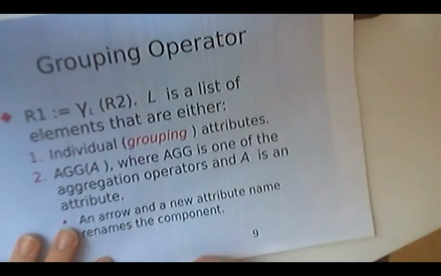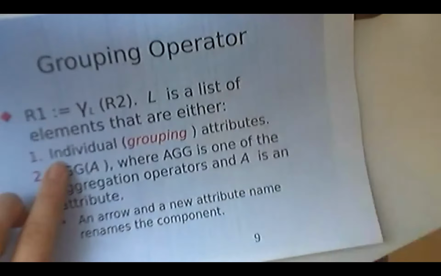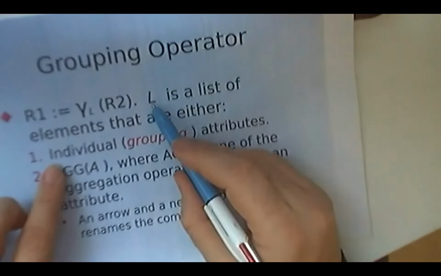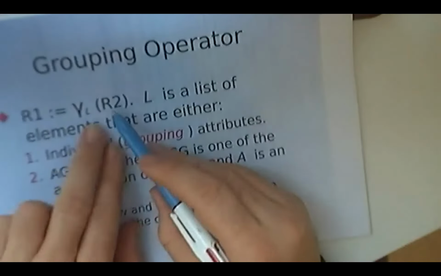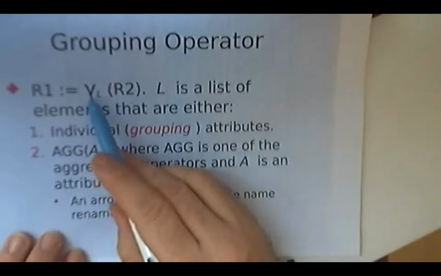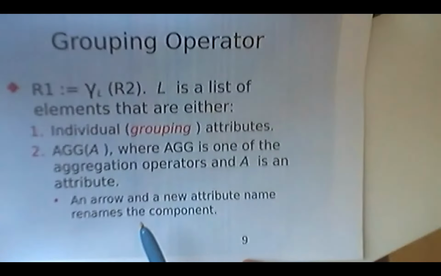The way it works is this: L is going to be a list. We take a relation R2 and feed it into this gamma, what I call the grouper. And what does a grouper do other than group? A grouper groups. It's going to group the tuples.